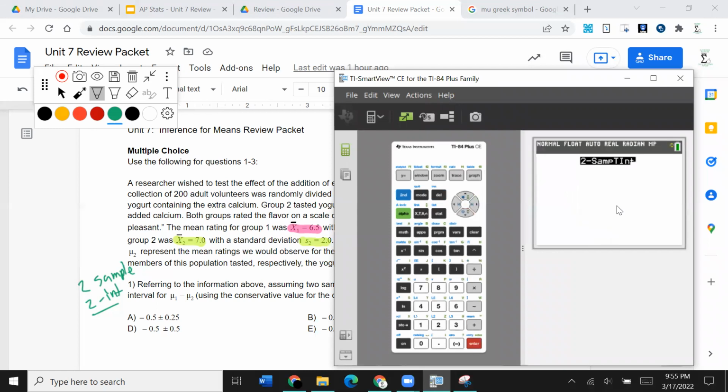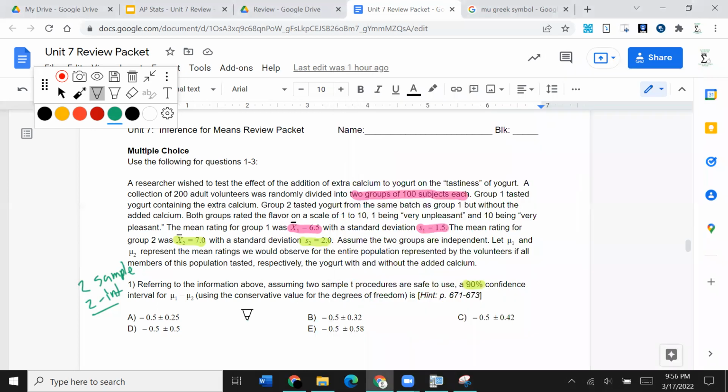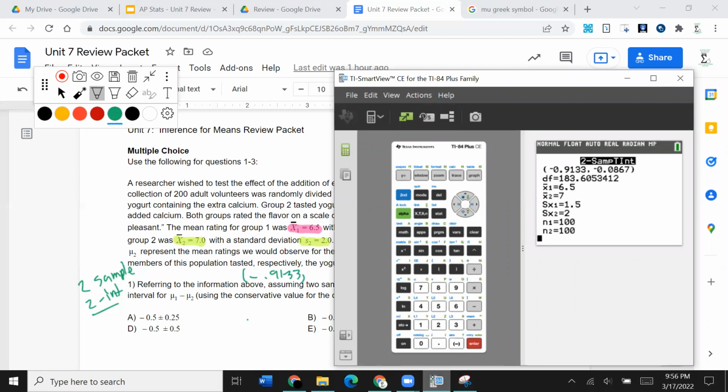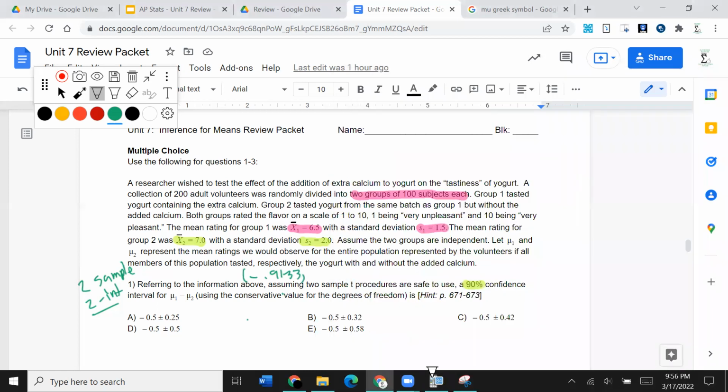And go down to calculate, and you get an interval from negative 0.9133 to negative 0.0867. So I'm going to write that down. Negative 0.9133 to negative 0.0867. All right, that's our interval. Now let's talk about how to get all this other information from it.